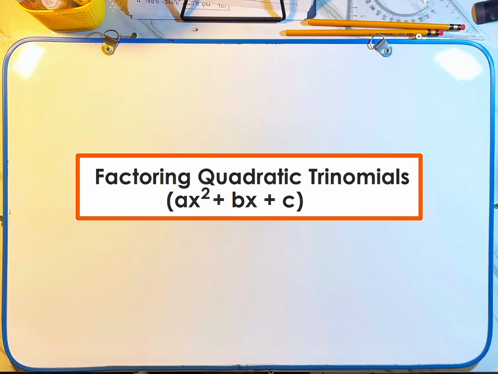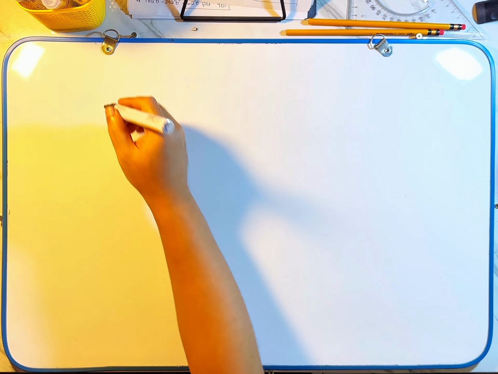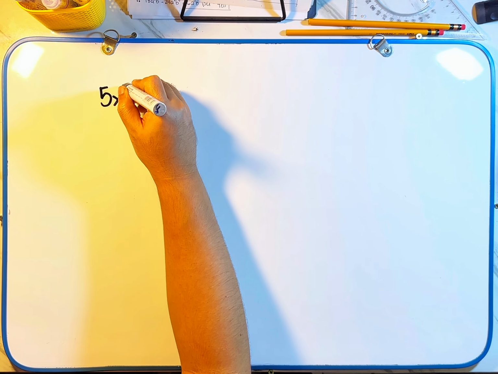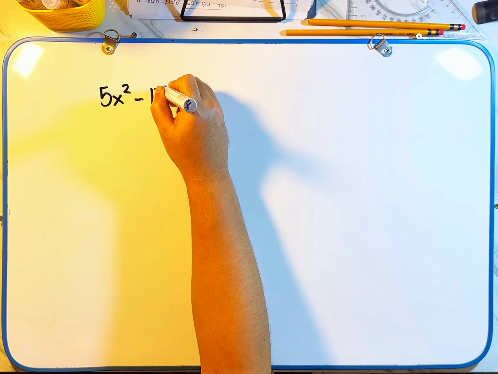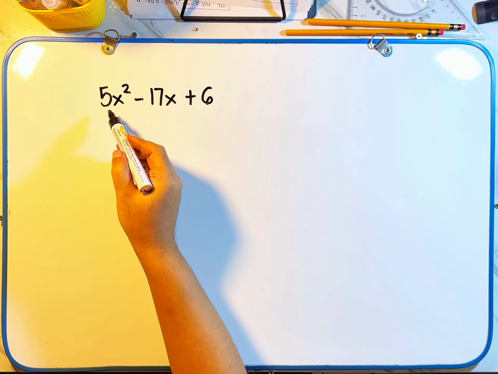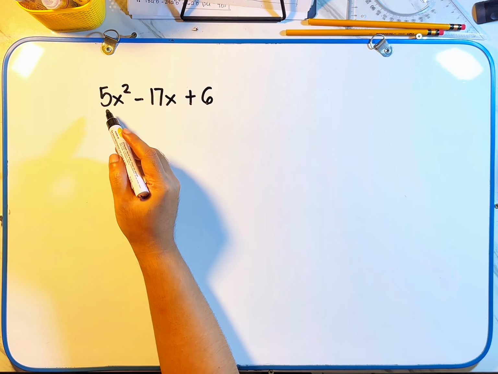Hello, in this video, let us discuss factoring trinomials in the form ax squared plus bx plus c. Say we have to factor the following quadratic trinomial: 5x squared minus 17x plus 6. This time, our leading coefficient is not 1.